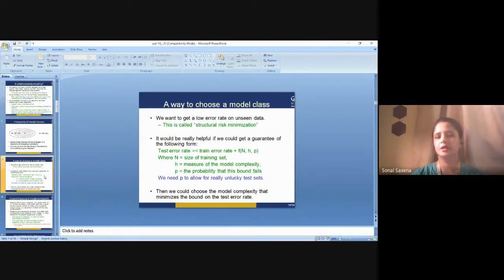This particular thing is called structural risk minimization. It would be really helpful if we could get a guarantee of the following form: the test error rate should be less than or equal to the training error rate plus a function of n, h and p, where n is the size of the training set, h is the measure of the model complexity, and p is the probability that this bound fails. We need p to allow for really unlucky test sets. Then we could choose the model complexity that minimizes the bound on the test error rate.